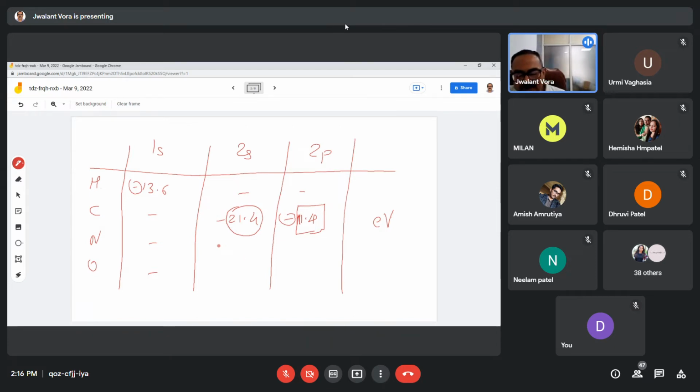So for nitrogen, 26.0 and minus 13.4 electron volt, and for oxygen minus 32 to minus 35.3, and here it is minus 14.8 to minus 17.8. Let us see why this difference is there, for carbon, nitrogen, oxygen.